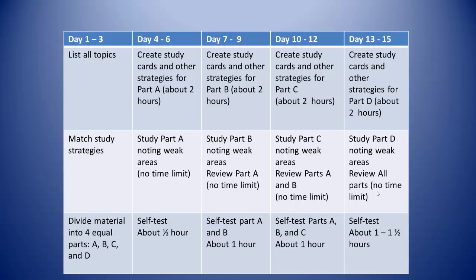This chart shows an overview of what students should do from day 1 to day 15 in their preparation. Days 1 to 3, students should list all topics that they are preparing to study for. They should then select and match study strategies, and finally they should divide the material into 4 equal parts, A, B, C, and D. Days 4 to 6, the students should create study cards, write out their questions, do prediction strategies, make their study charts, and any other strategies to help them learn the material.